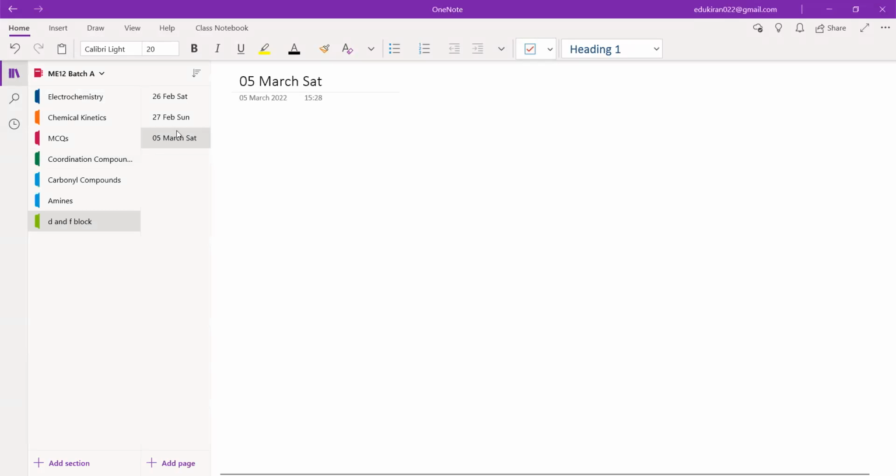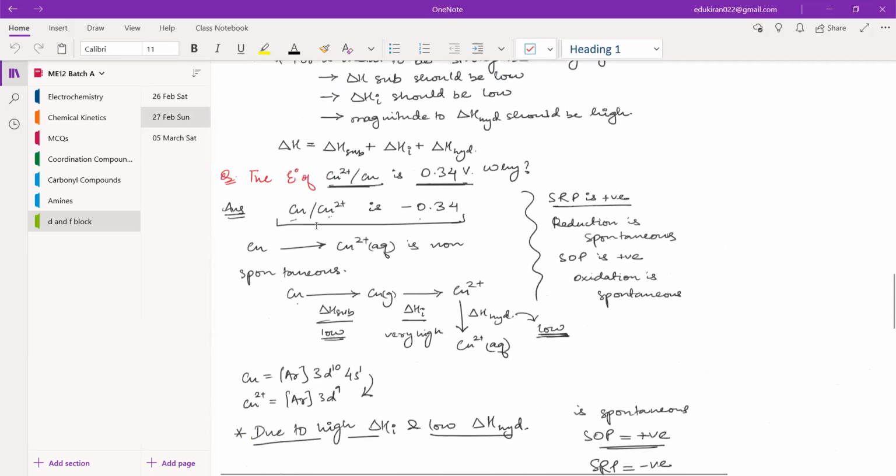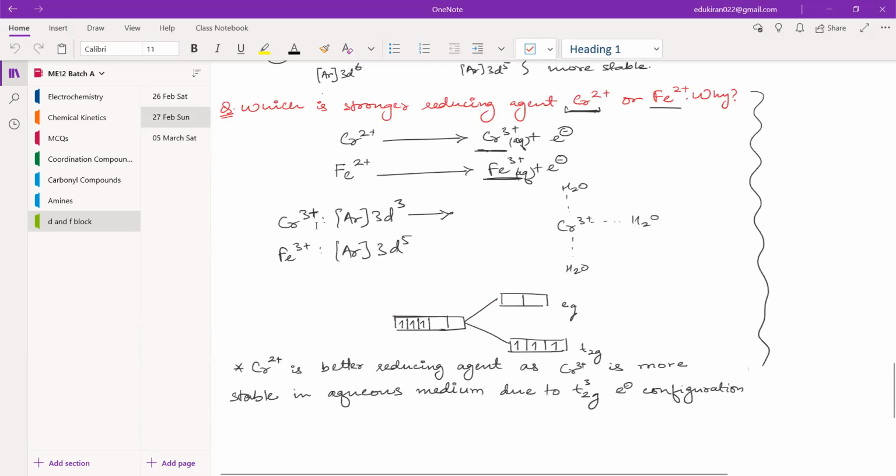So in the last class, we did oxidation states, right? Today we'll do a few questions regarding oxidation state, and then we will look at magnetic property and a few other properties of D block elements, and the D block elements will be over.